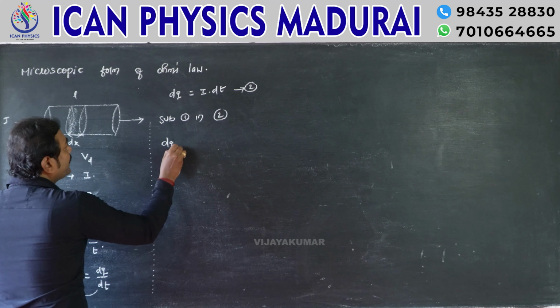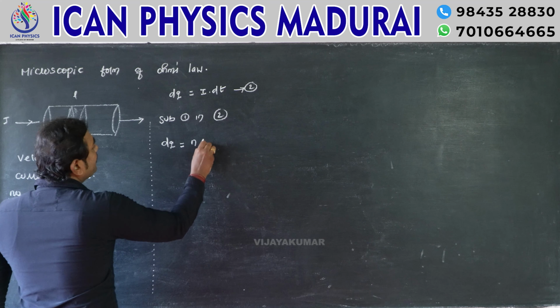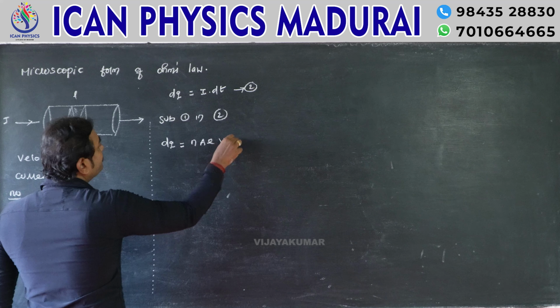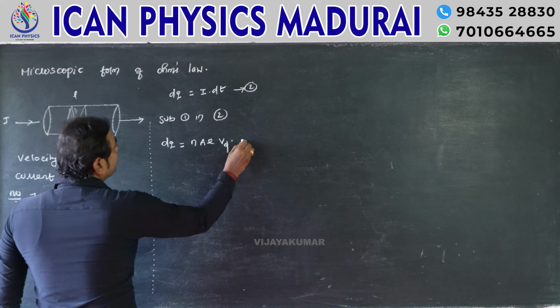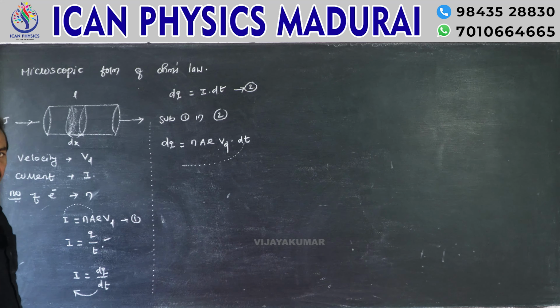So dq equal to I. What is the value of I? NAE into drift velocity. So dq equal to NAE into drift velocity into dt. Once again, the division dt comes to this side as multiplication dt.